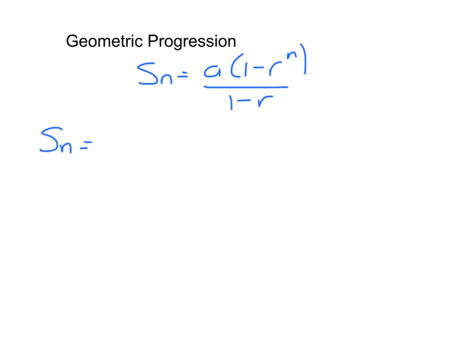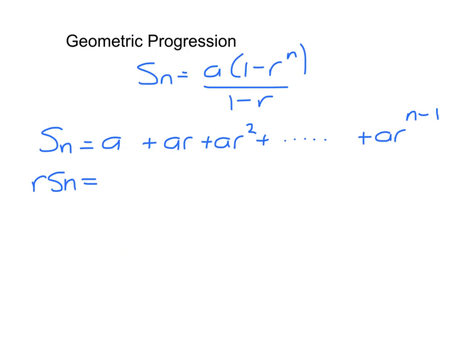The sum of a geometric progression is given by the formula a upon 1 minus r to the power n all over 1 minus r. We start the proof in the same way that we started for an AP proof. The sum of the terms is the first plus the second plus the third right up to the last term. This time I'm not going to write them in reverse. What I'm going to do instead is multiply each term by r.